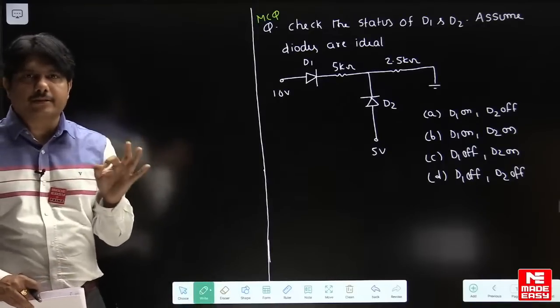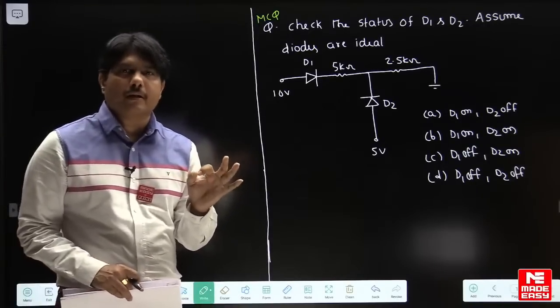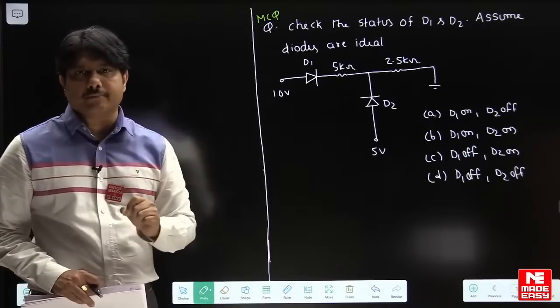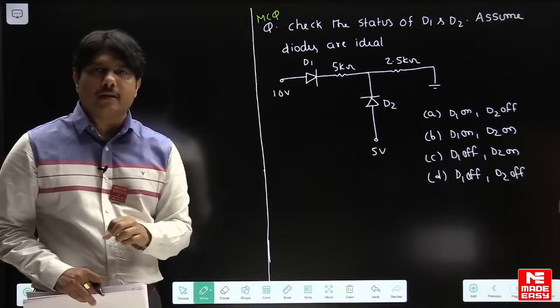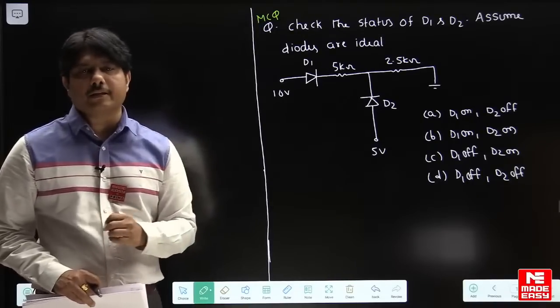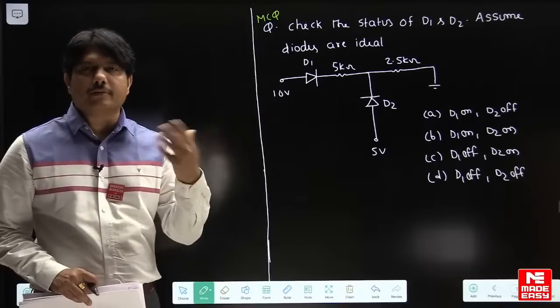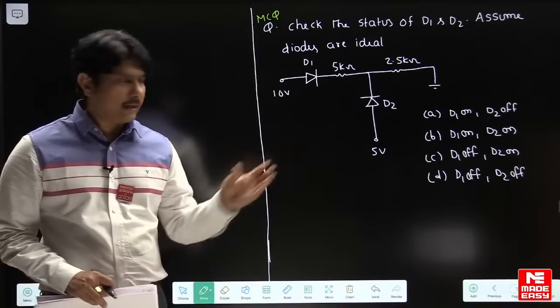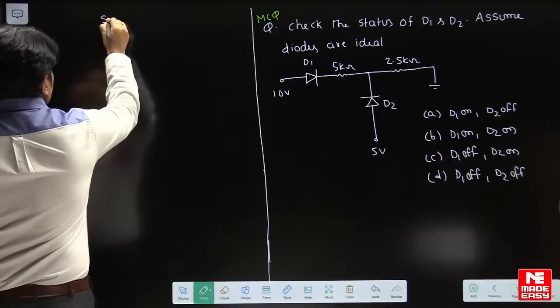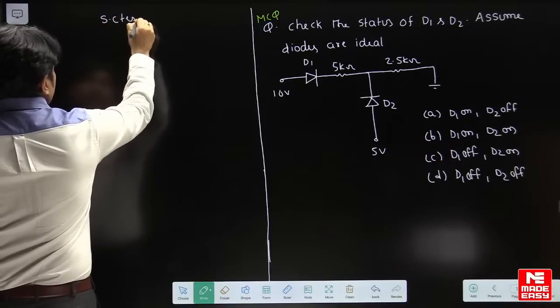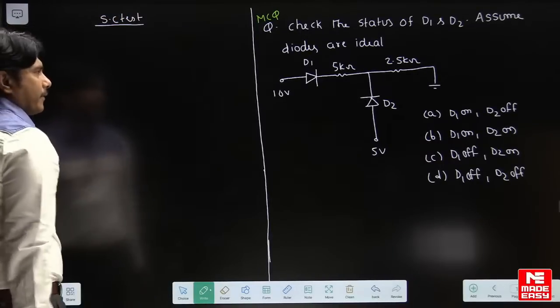My suggestion, which I tell to my students, is that whenever status questions come, which diode is on, which diode is off, in DC analysis, short circuit testing is one of the best tests with which we can solve the problem very quickly. Let me apply the short circuit test and see how much time it will take.